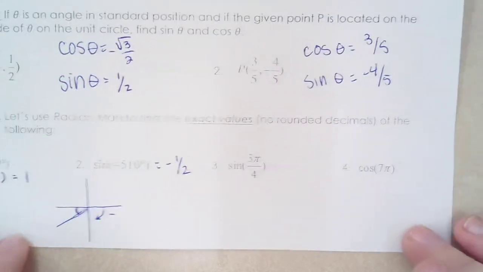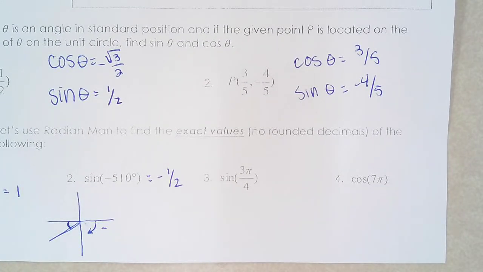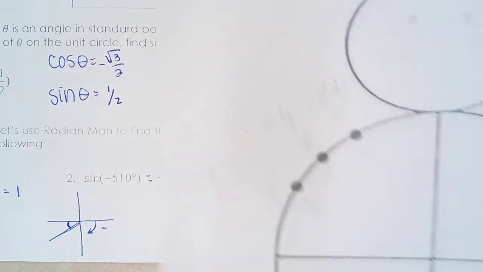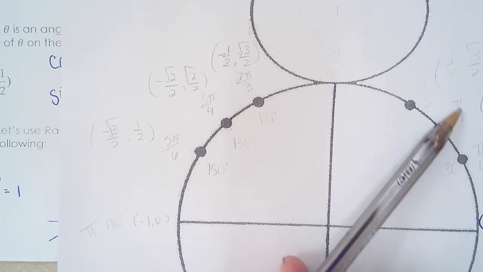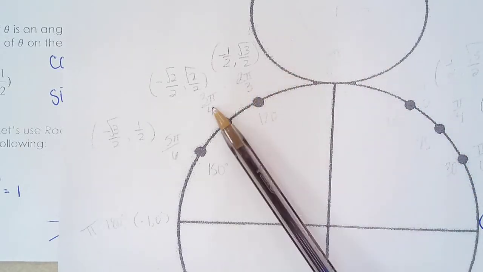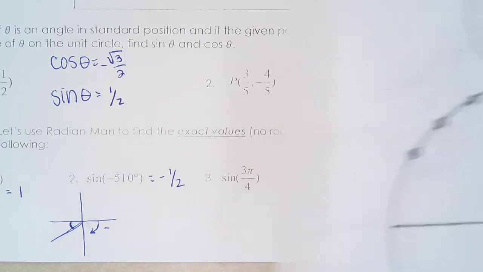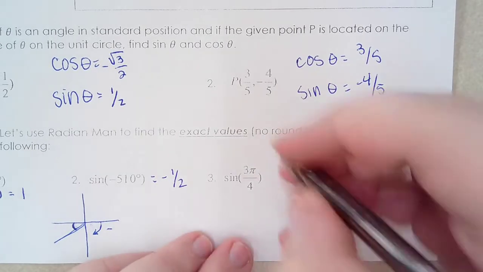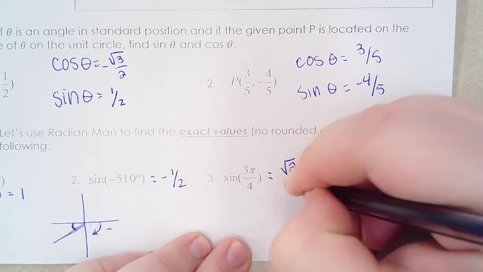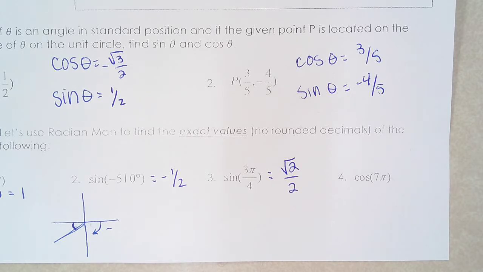All right, next one happens to be in radians. And this one is actually really nice because it's on our unit circle. So what I do here is I go over and I look for 3 pi over 4 in radians. As I go up, I find it right here. Now, if I want sine of this angle, I'm going to find my y value, and in this case, it is root 2 over 2. You can see why having radian man nearby is really helpful because most of our values we can find just by looking at him directly.